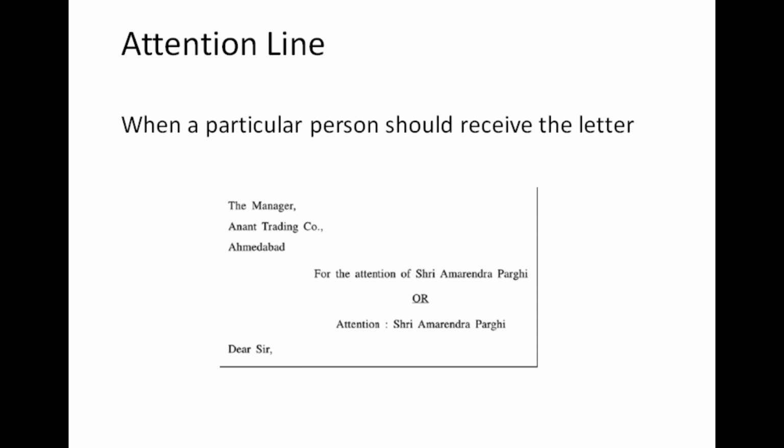Next is the attention line. Now for this, take an example of a bank. Now suppose I have discussed some things with my privilege manager, and based on those issues I am writing a letter. Now when writing, I will address to the privilege manager. But there are so many managers in a bank. There won't be just one privilege manager, there will be multiple, 3, 4, 5, 6 in a single branch of a bank. So how will the bank know?